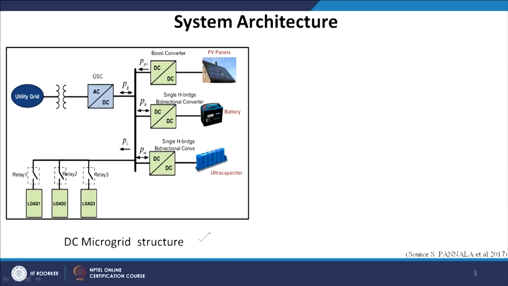Now, we have seen a couple of times the architecture of DC microgrid, and this is a very simple DC microgrid architecture. I am not going to take a lot of time here because we are all aware: we have a single grid connected from the utility side, which is DC grid, then we have DC loads and DC generations.